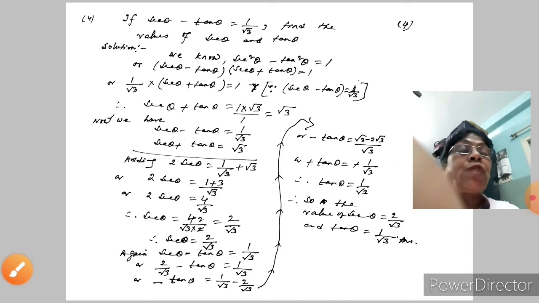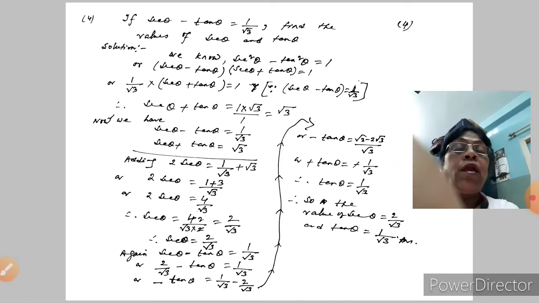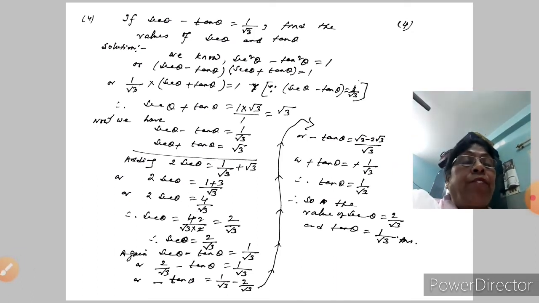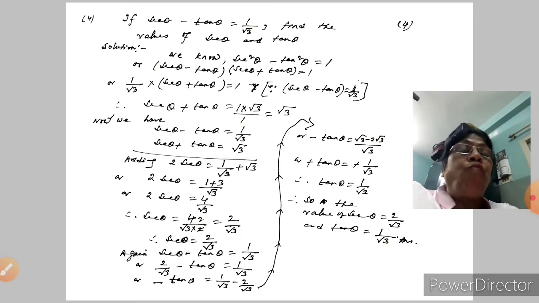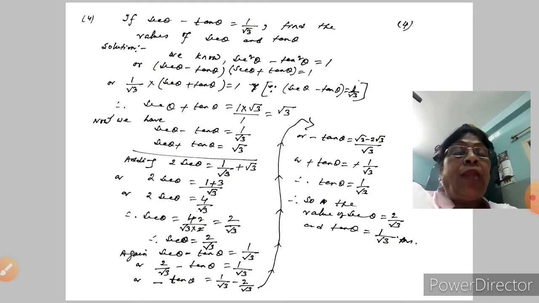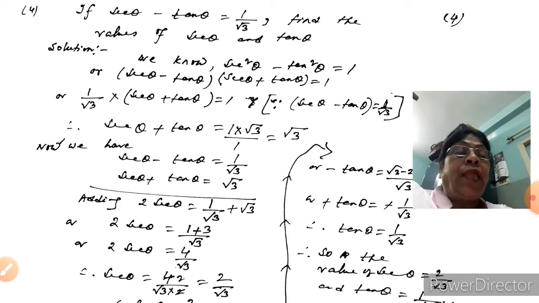Now, come to question number 4. If sec theta minus tan theta is equal to 1 by root 3, find the value of sec theta and tan theta.